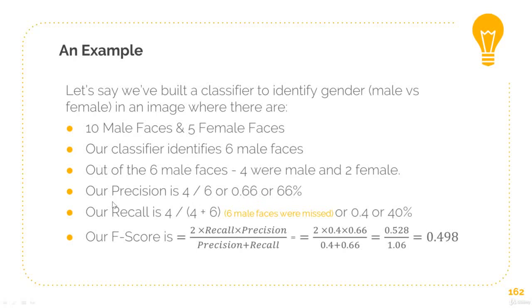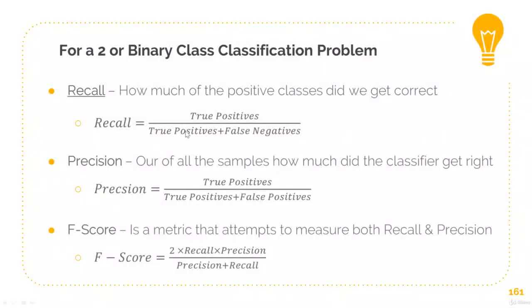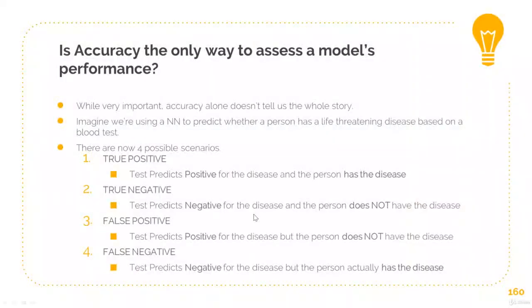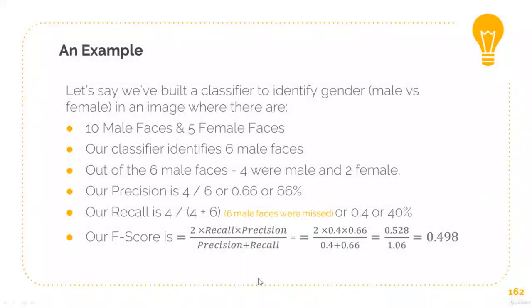So let's work out our recall now. Our recall is the same, true positives over true positives plus false negatives. Now, what are the false negatives here? The false negatives here were the 6 male faces. Remember, a false negative in our other example was how much of the test for disease it missed. So in this case, there were 6 male faces that were missed. So it's true positives over true positives plus false negatives, which is 0.4, 40%.